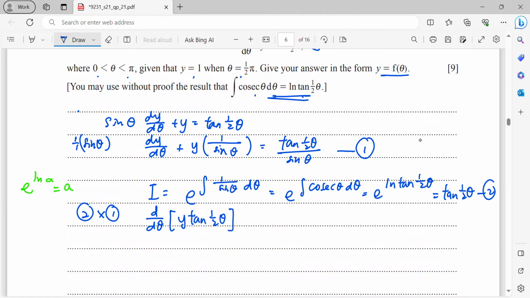Okay, now for the right hand side I need to simplify. I need to multiply. So, existing tangent half theta over sine theta, now you need to times with tangent half theta. Because you have half theta and sine theta, the sine theta is like the double of the half theta already.